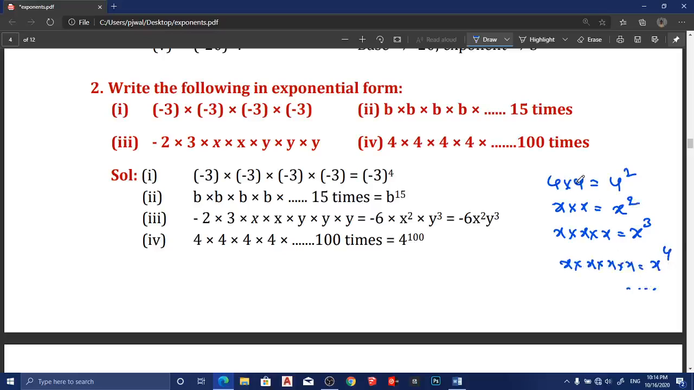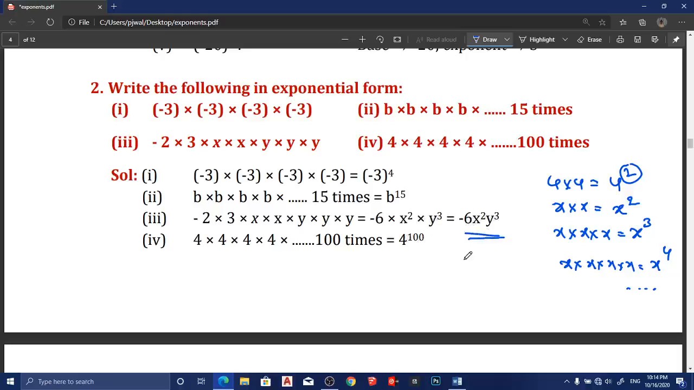If you are multiplying equal numbers, you will get that number as the base, and the number of times you are multiplying, you will write that in the form of exponent like this. Here x into x is x square, and y, how many times you are multiplying? 3 times. So base is y here and power is 3. So y cube. Now you can remove these intos and write this as minus 6x square y cube.